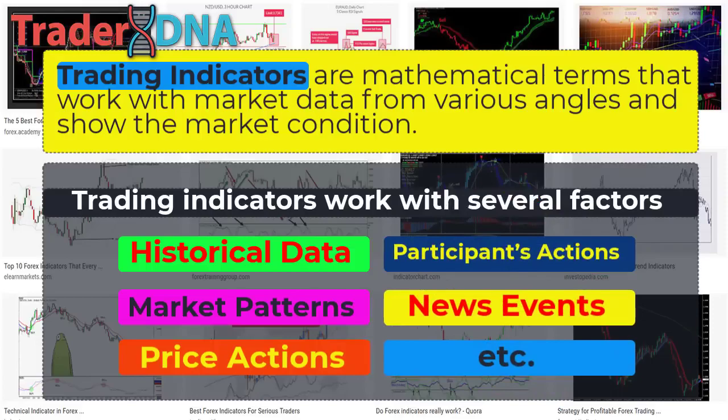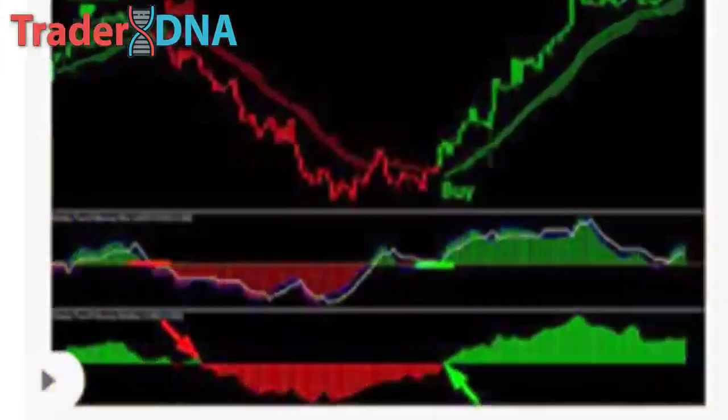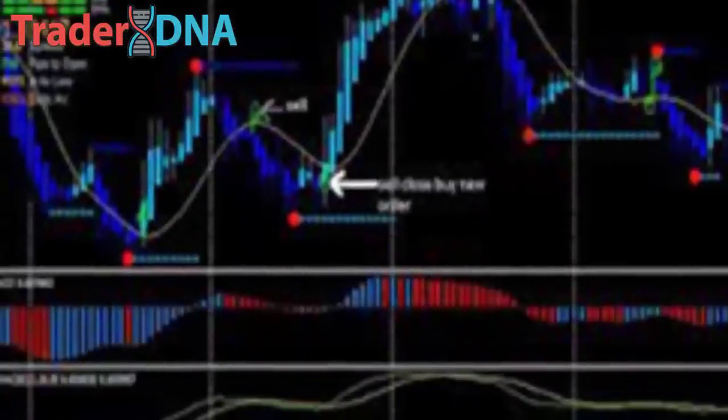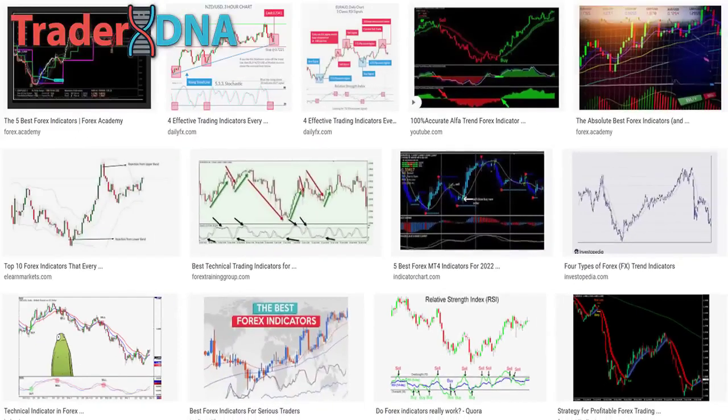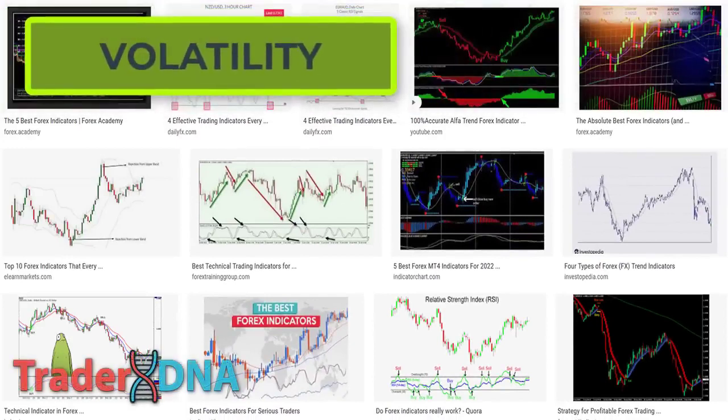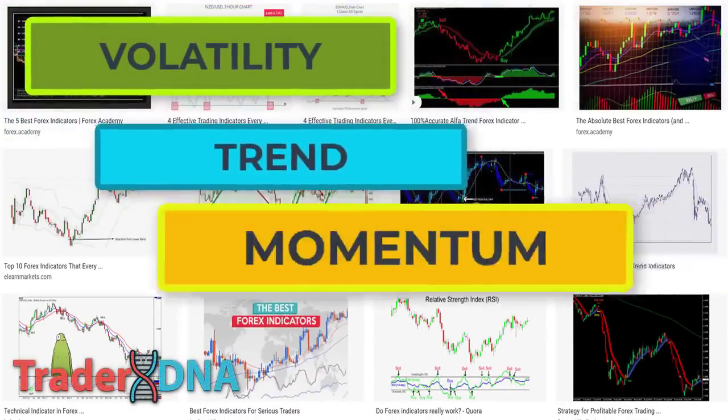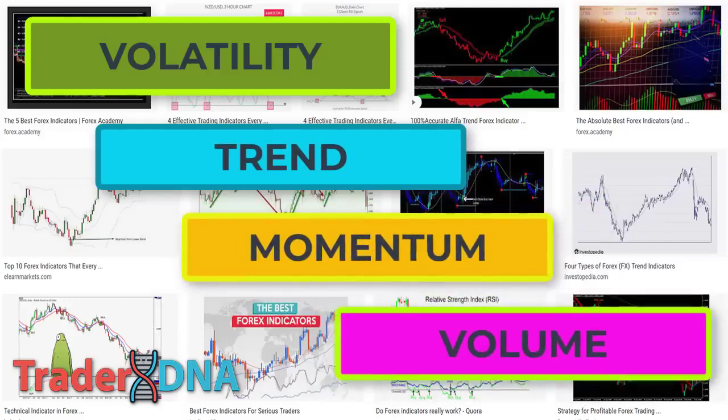Indicators show results in the price charts or an independent window. It's common among financial traders to create trading strategies by combining trading indicators and tools. You can group indicators into 4 sections such as volatility indicators, trend indicators, momentum indicators, and volume indicators.